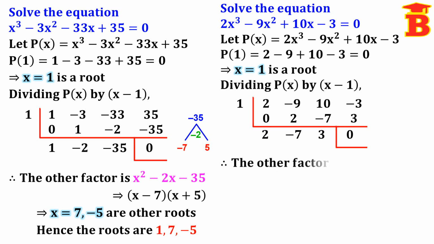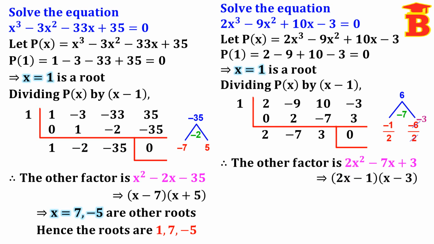And now we can write the other factor. This is 2x square minus 7x plus 3. And this we have to get the factors. Here the product is 2 into 3, 6. Sum minus 7. We get the two numbers. After that divide by the first number 2. And we take and write the factors like this: 2x minus 1 into x minus 3. This implies x is equal to 1 by 2 and x is equal to 3.